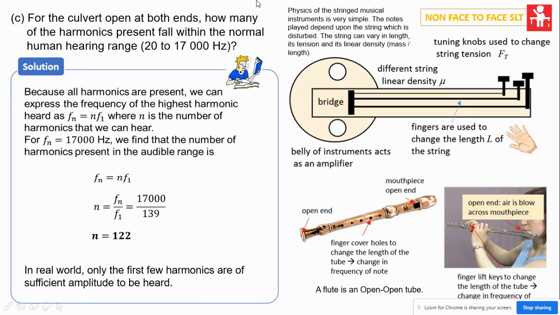So the physics of the string musical instrument is actually quite simple. The note played depends upon the string which is disturbed. The string can vary in length, tension, and linear density. For example, fingers are used to change the length of the string, and because of different string linear density, we can have the belly of the instrument act as the amplifier.